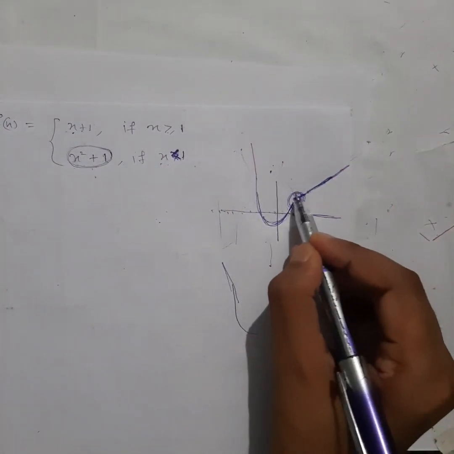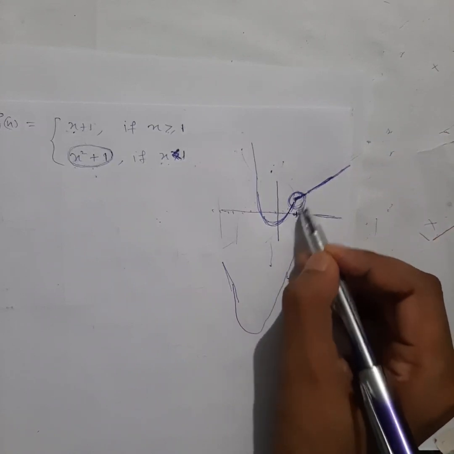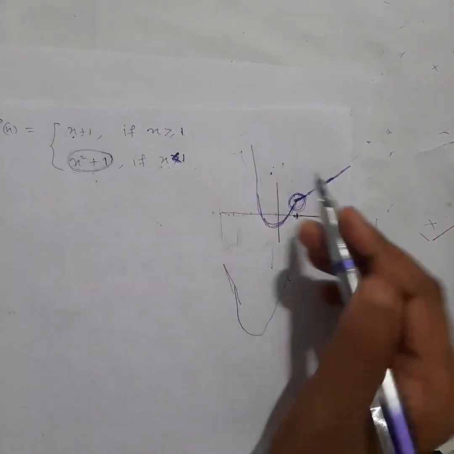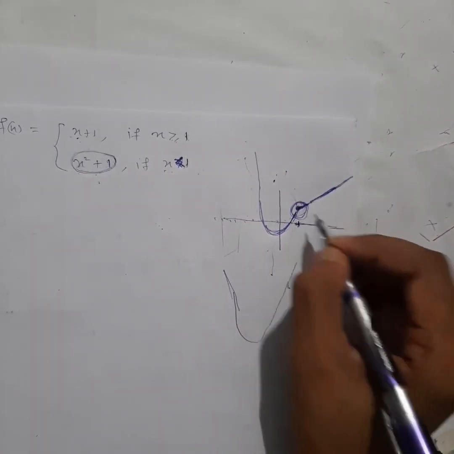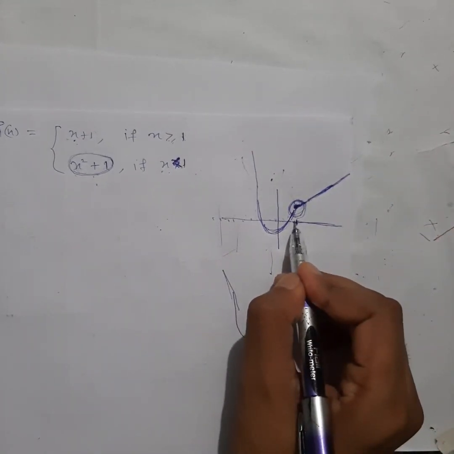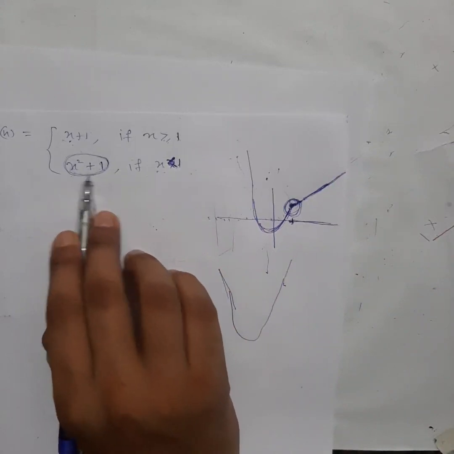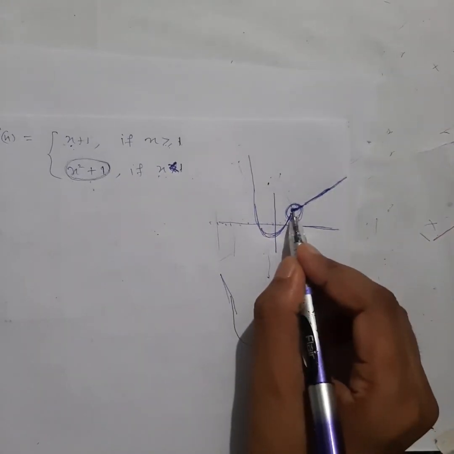So the chance is only here. From the graph we already got that here also it will not break. Why? Because you can see, if I take x equal to 1, this will be the point. When you take just less than 1, it will start from here. And if you take equal to 1 here also, then what you will get? 2. It will obviously join.